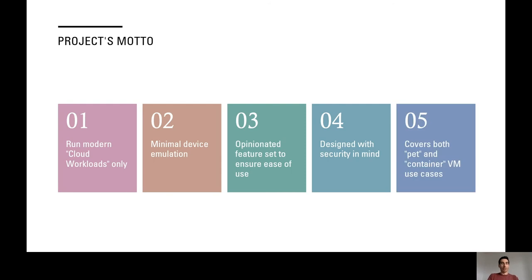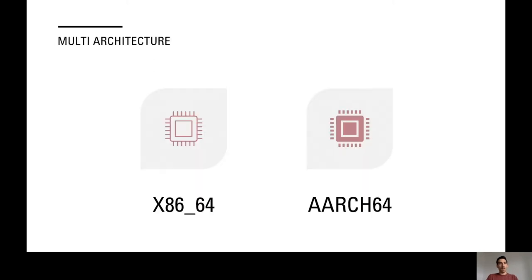And of course, we're trying to cover those two VM use cases that we talked about. Cloud providers support multiple architectures, x86_64 and AArch64. We started supporting x86_64 because the project was initiated by Intel, obviously, but it's important to note that we had very nice contributions from our friends at ARM. They've been working super hard on making sure that Cloud Hypervisor can run on the AArch64 platform as well. And I think we can say that we reached parity in terms of features supported by both architectures right now.